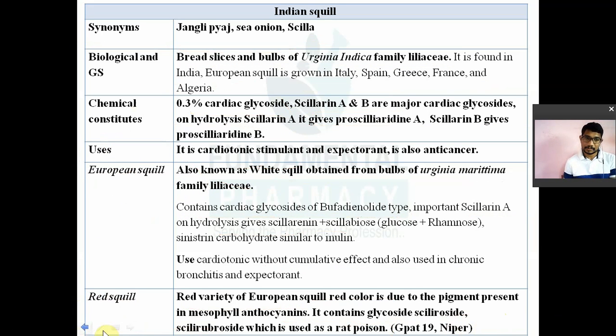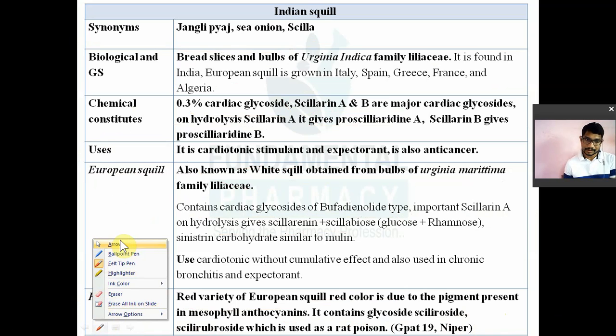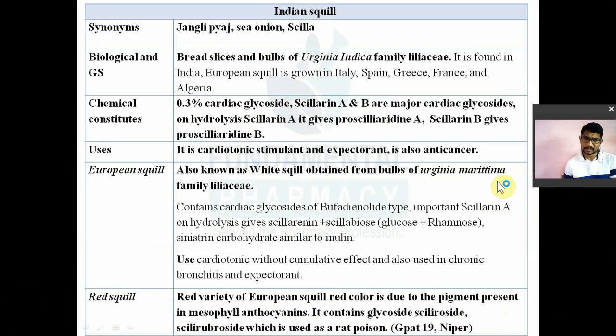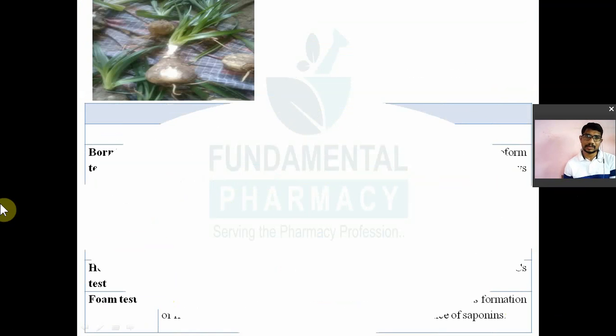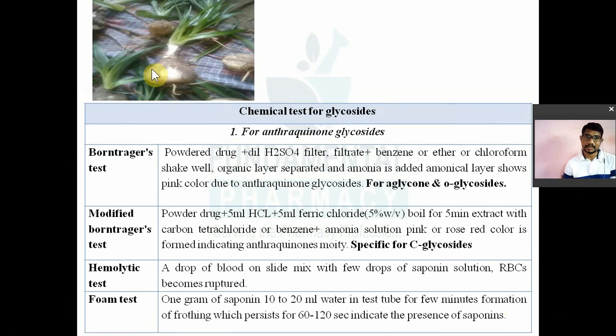Remember the different varieties of Urginea. Urginea indica is the Indian squill. Urginea maritima is the European squill, and the red variety of European squill is used as a rat poison. You can see this is the structure of Urginea. This is the plant of Urginea indica. It looks somewhat like an onion bulb.